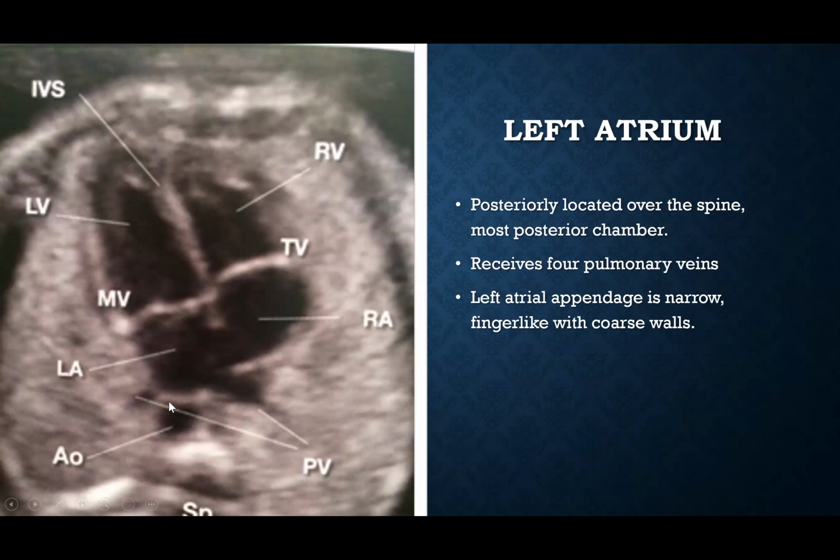So the left atrium is posterior, located over the spine. So it's the most posterior chamber, closest to the spine here. It receives 4 pulmonary veins, but those are very hard to see on ultrasound, all 4 of them. We like to at least get 2. And it also has a left atrial appendage, but again, difficult to see on ultrasound.